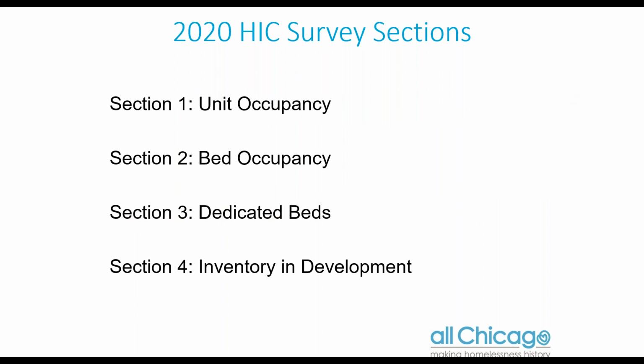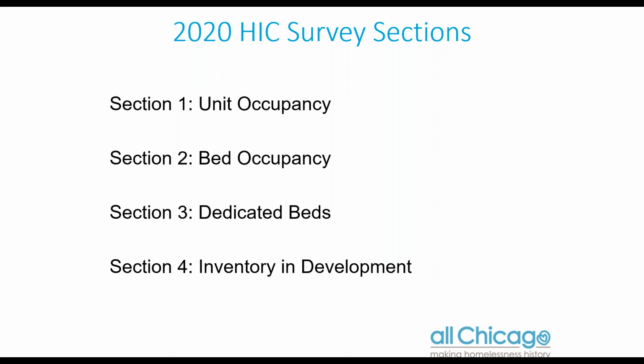So moving into the actual survey itself, it's set up of 4 major sections. So we've talked about these before, but it's the unit occupancy. So how many units had people in them the night of the count. Bed occupancy, how many beds had people in them the night of the count. Dedicated beds, which is that new data element that we're going to update with this process that I talked about a little bit earlier, but I'll go into more depth when we get there.